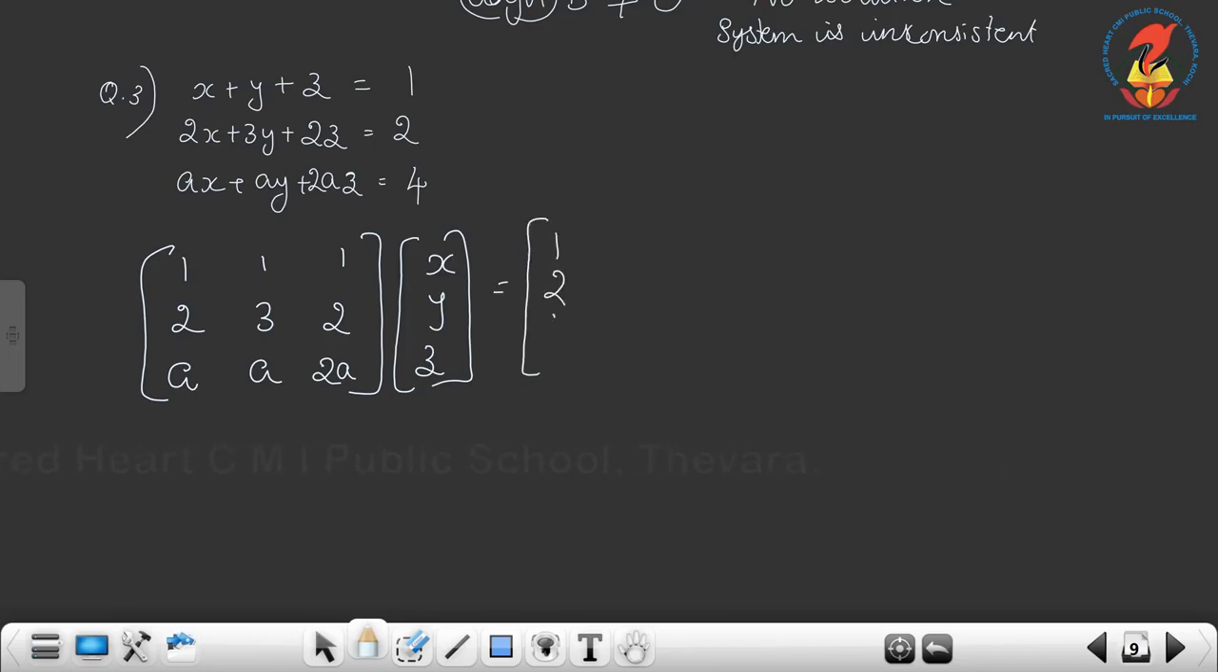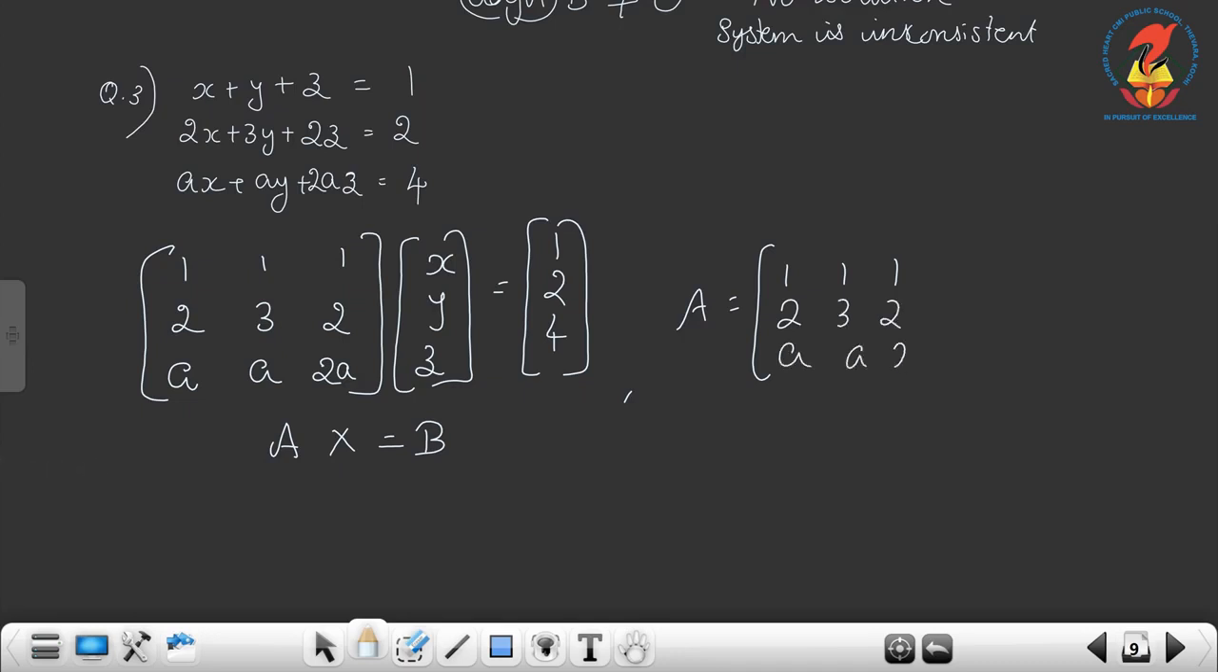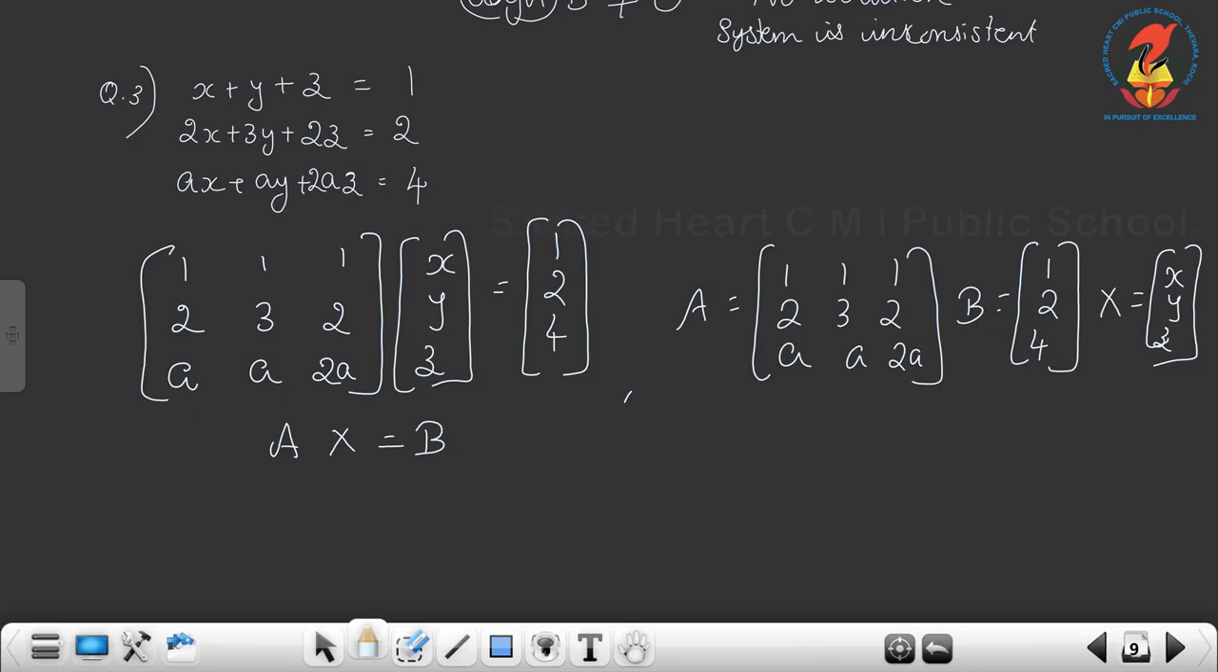Then column matrix 1, 2, 4. So A into X is equal to B, where A is the first matrix. A is equal to matrix 1, 1, 1, 2, 3, 2, a, 2a, and B is equal to 1, 2, 4, and X is equal to x, y, z. So Ax is equal to B. The next step is we have to find determinant A. Determinant A means determinant 1, 1, 1, 2, 3, 2, a, 2a.